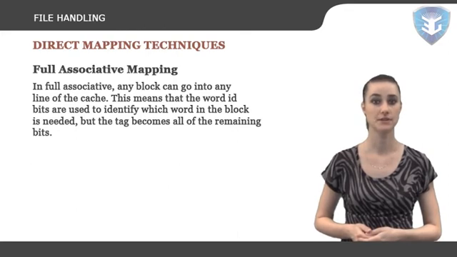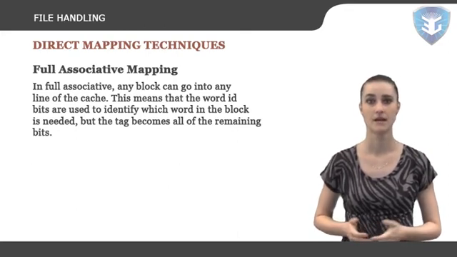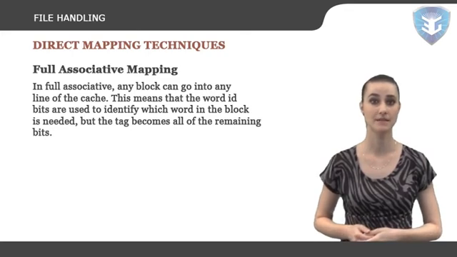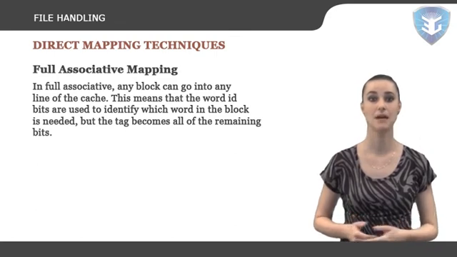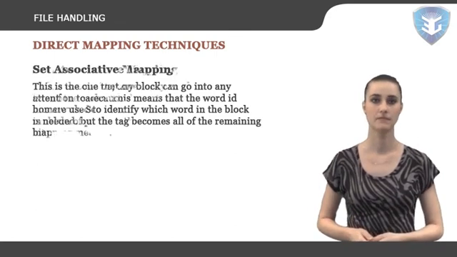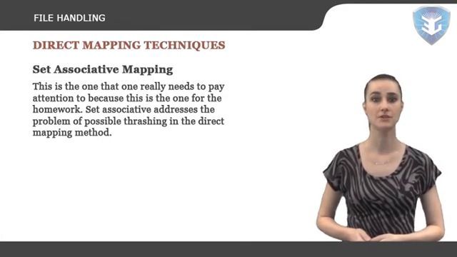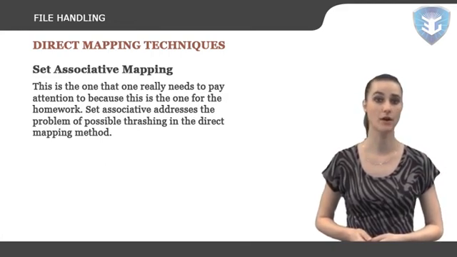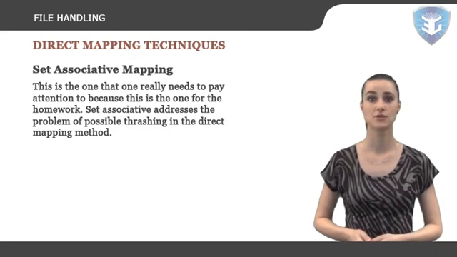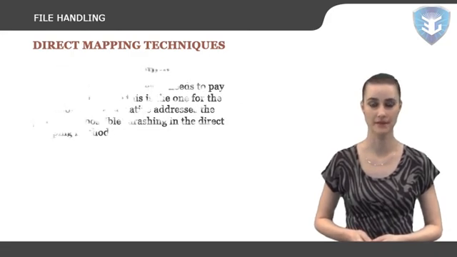Full associative mapping. In full associative, any block can go into any line of the cache. This means that the word ID bits are used to identify which word in the block is needed, but the tag becomes all of the remaining bits. Set associative mapping. This is the one that one really needs to pay attention to, because this is the one for the homework. Set associative addresses the problem of possible thrashing in the direct mapping method.